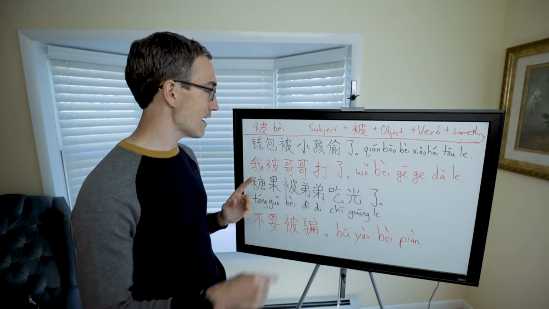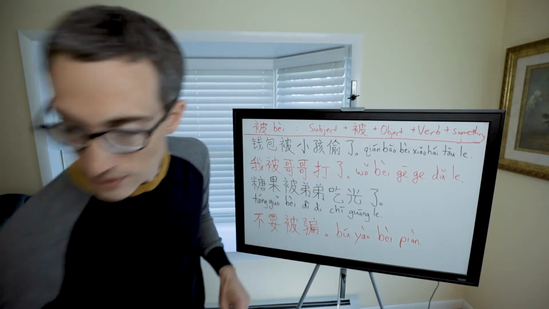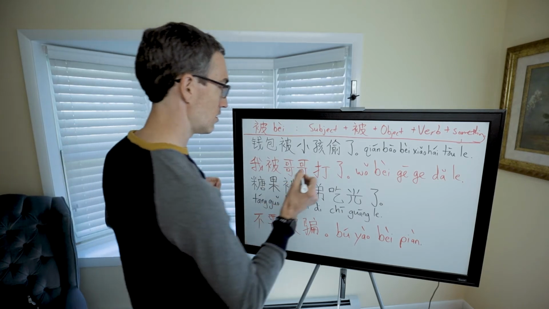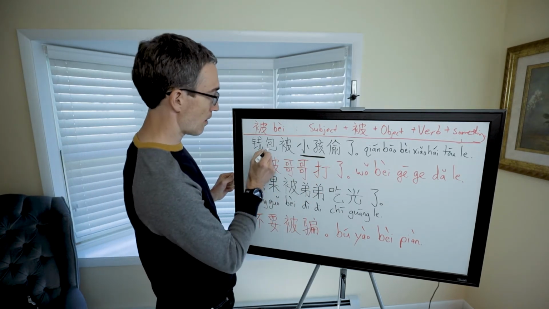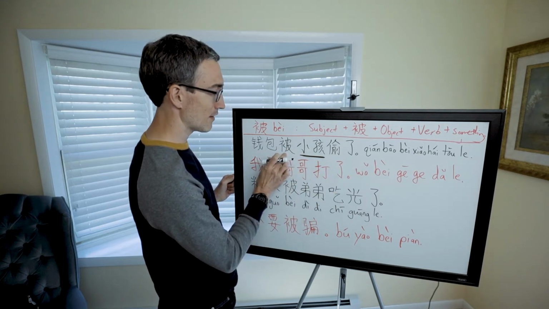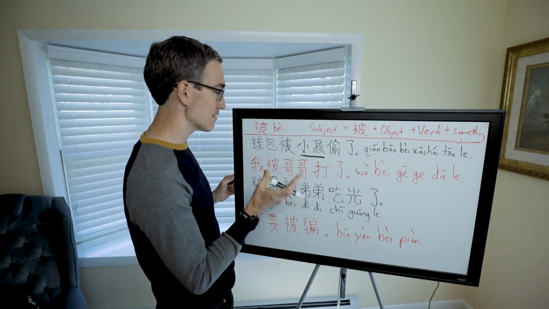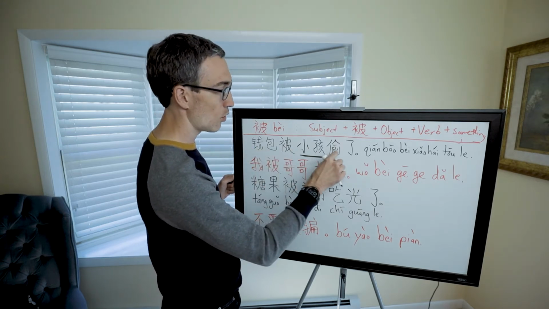In Chinese, we can take away the xiaohai right here. Let me underline that. And we could say, qianbao bei tou le. Qianbao bei tou le. We still have the bei to indicate it's passive voice. So we have the wallet bei stole le.